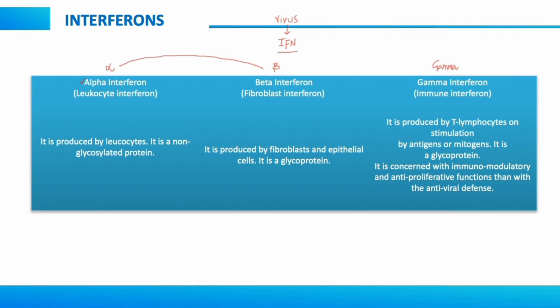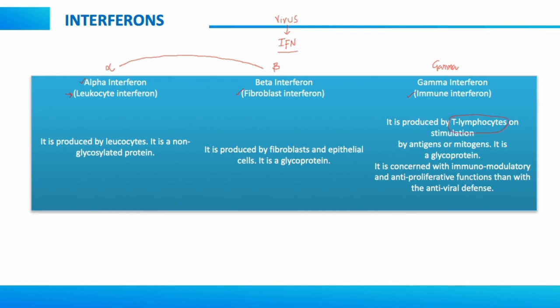Alpha means it is elaborated from the leukocyte, so we also call it leukocyte interferon. Beta is elaborated by the fibroblast, we call it fibroblast interferon. And gamma interferon is also known as immune interferon because it is produced by immune cells, that is T lymphocytes.